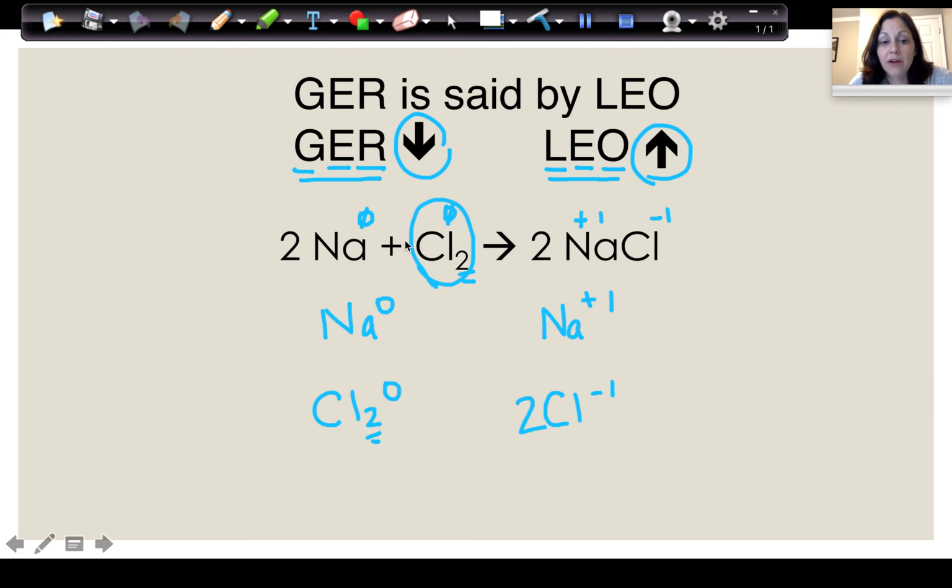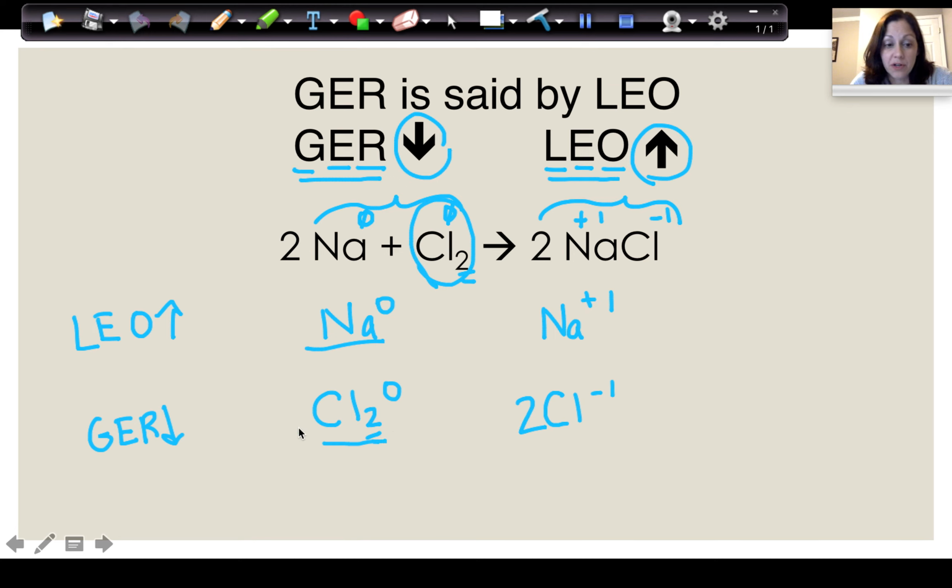Notice I didn't put any arrows yet, but I put the left-hand charges on the left and the right-hand charges on the right. And what I can see is that the sodium's charge is increasing, so I'm going to call that LEO up. The chlorine's charge is decreasing, so I'm going to call that GER down. That means that sodium with a zero charge is being oxidized in this reaction and is losing electrons, and the chlorine with a zero charge is gaining electrons and is being reduced.